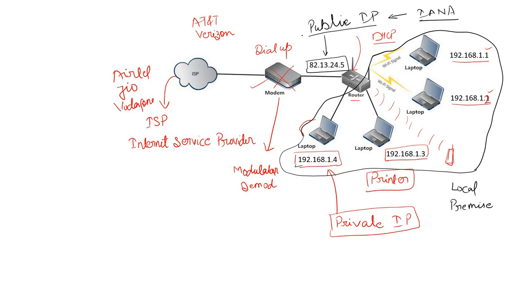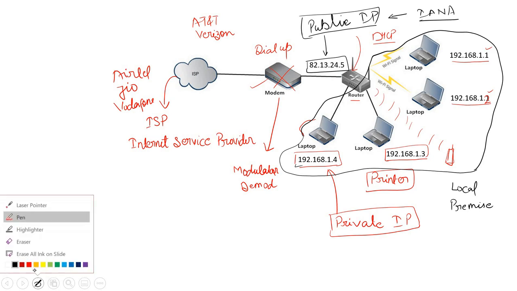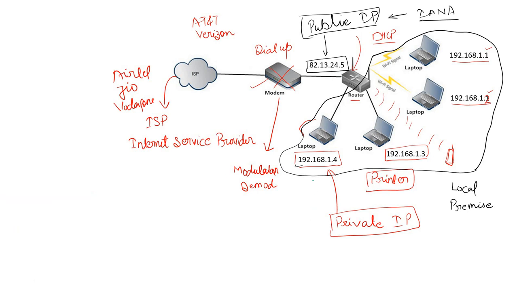As of now, just understand there are two types of IPs: public IP and private IP. Private IPs are confined to some local area, and public IPs go outside to the global world. This local premises is actually a local area, so we call it a local area network, because it is local. You might have heard of LAN. So that is called a local area network.